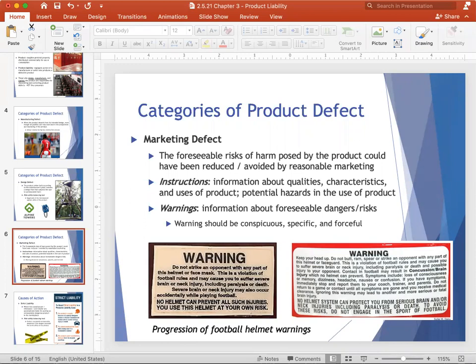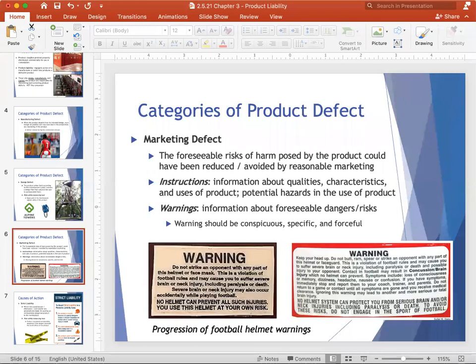And it should be forceful in that it convinces the user of the magnitude of the risk. Now, these warnings should be written in a manner that the user recognizes the significance of it and will heed those warnings. That is really important.